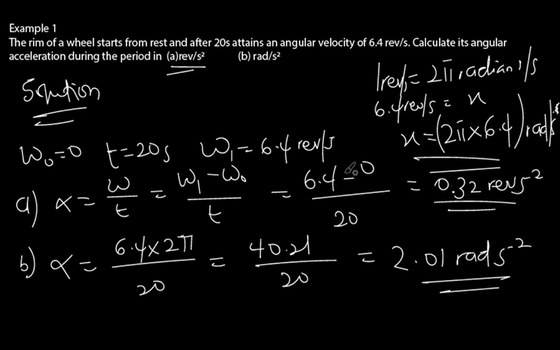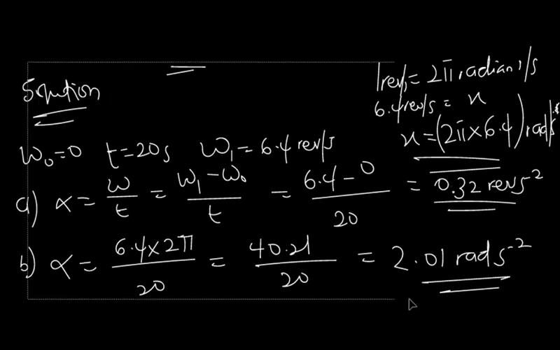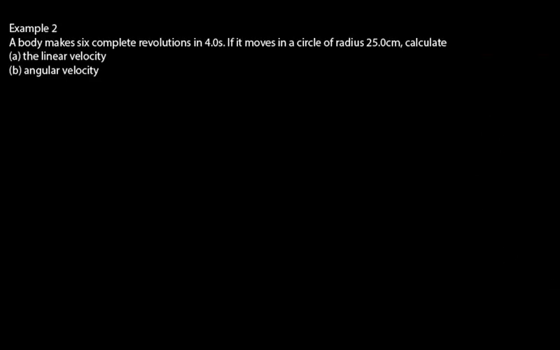Now let's have a look at example number 2. The question is telling us a body makes 6 complete revolutions in 4 seconds. If it moves in a circle of radius 25 centimeters, calculate A, the linear velocity, and B, the angular velocity. So let's look at the parameters that we have. Solution.